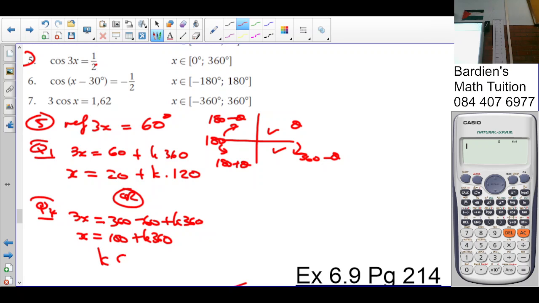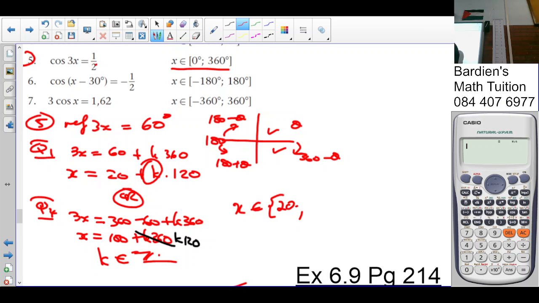So k is an element of integers. Indeed, yes. Divide, yes, that's actually k times 120. Thank you. So theta is an element of 0 to 360, so x is an element of. So when we see k, we put the 0 first. First branch, we give it 20.